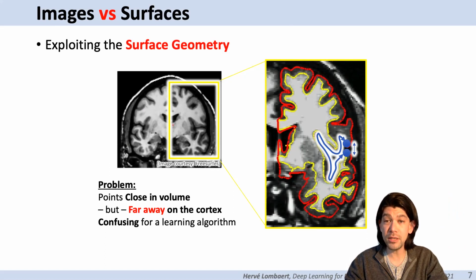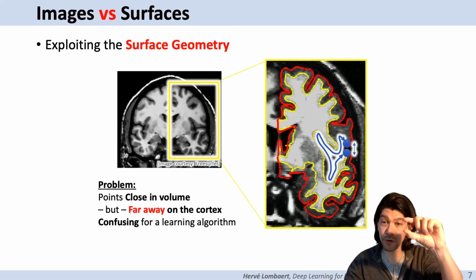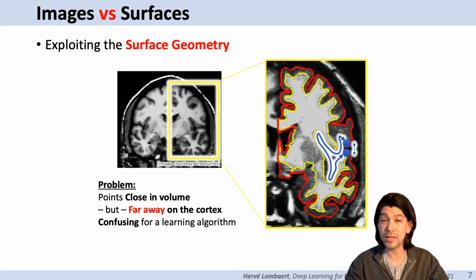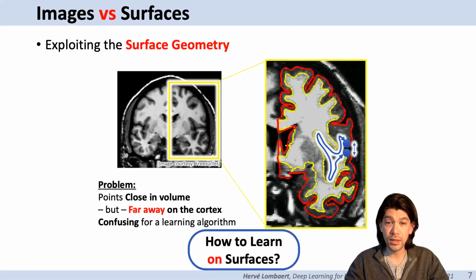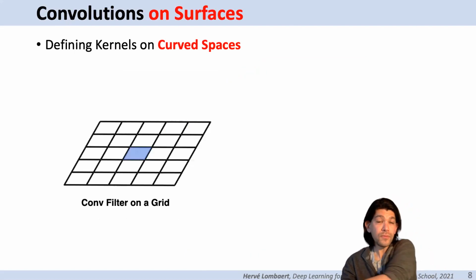If you use an image-based algorithm, you would think those two points are actually neighbors, so it will aggregate or convolve data together, while in fact you shouldn't. In fact, you should aggregate points on the surface here, so it doesn't know where the surface is. So how to do that on surfaces? That's what we'll talk about.